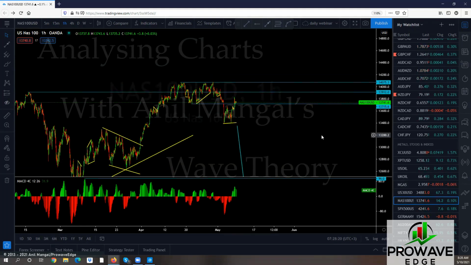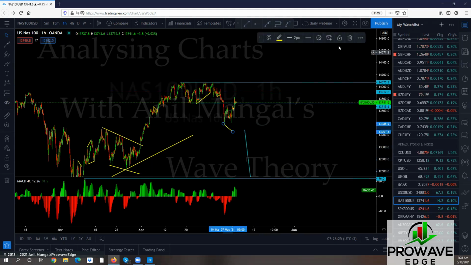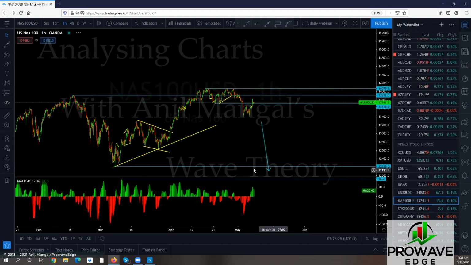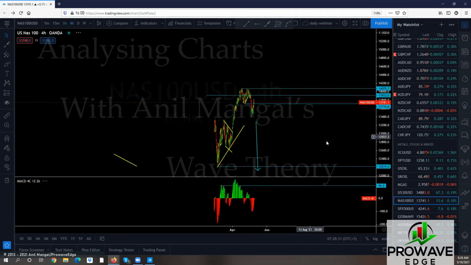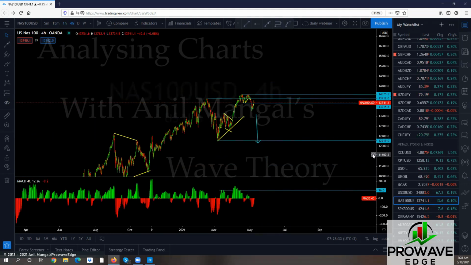NAS 100, NASDAQ, where's it going? It's kind of making a low here, but I don't see this. We have two structures playing right now. The bigger structure is a running flat, which is this coming back to this level. That's one. But then this one broke the top, so it's still open for a possible running flat, in this case an expanding flat, make a new high, and then come.